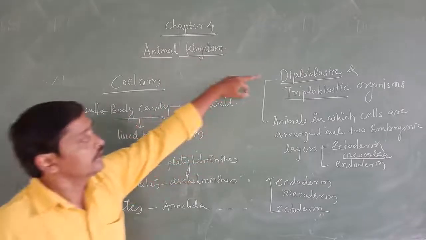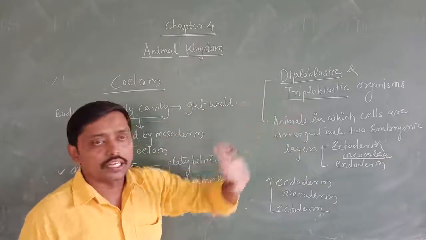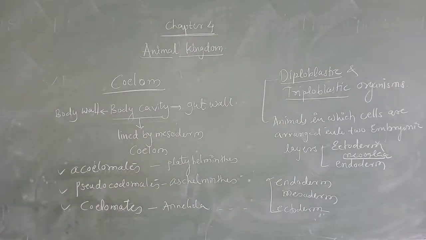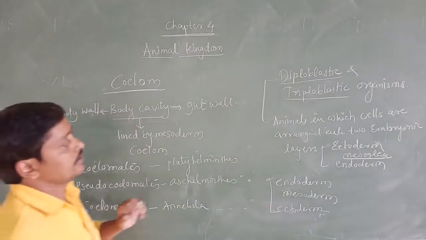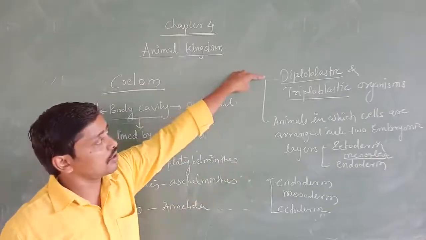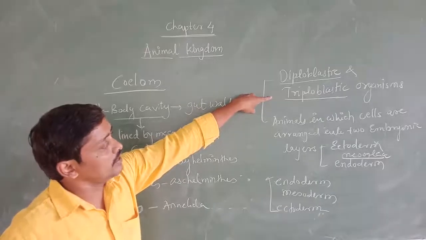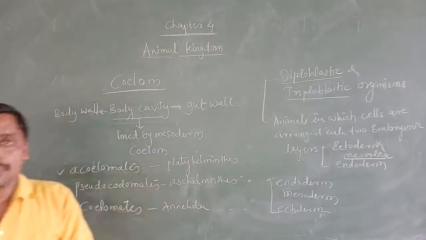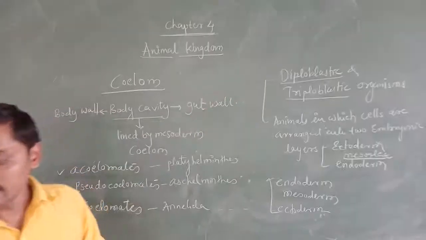In the sense, diploblastic and triploblastic organisms: if the animals have two embryonic layers, those are called diploblastic. The animals in which the cells are arranged in three layers, those are called triploblastic. This is about the diploblastic and triploblastic.